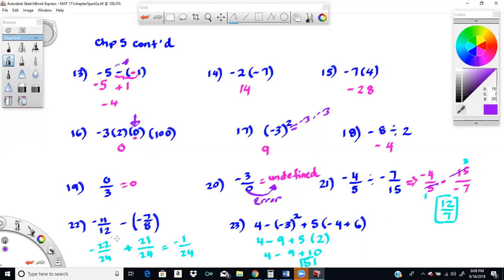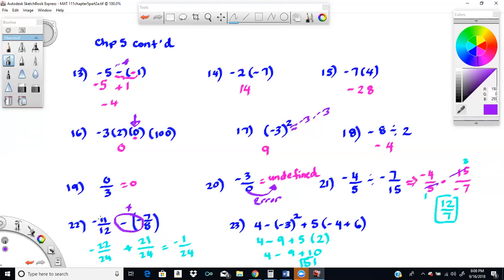Then we have addition or subtraction of fractions, but we also have a special case, negative and negative, that automatically becomes positive. So this is why it becomes -11/12 plus 7/8. And so in order to add or subtract fractions, you need to have a common denominator. The least common denominator of 12 and 8 is 24.